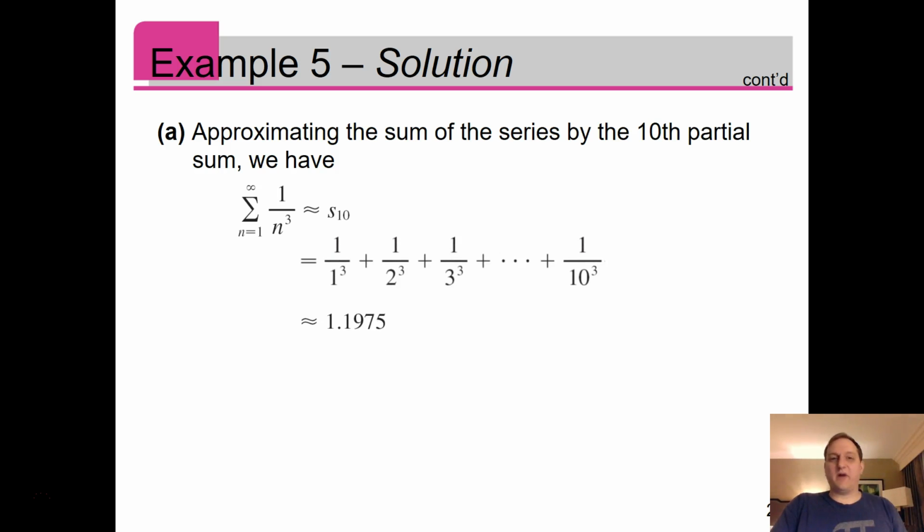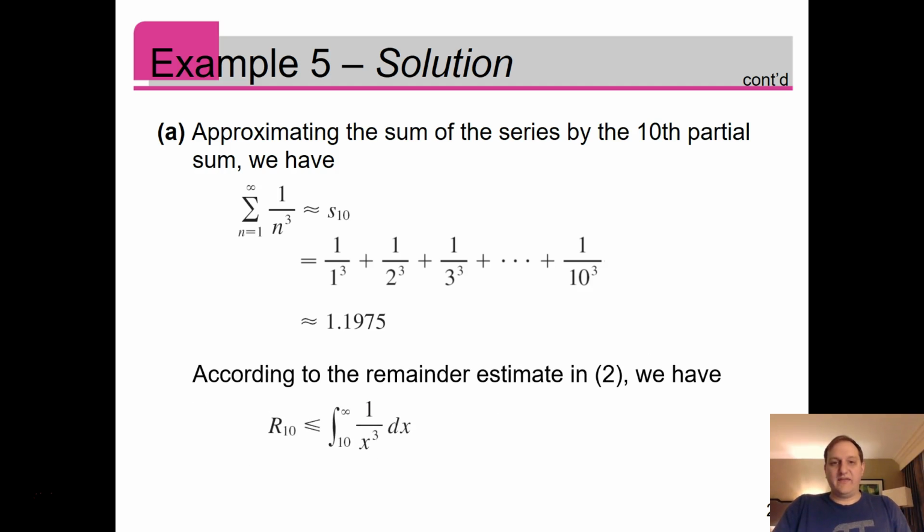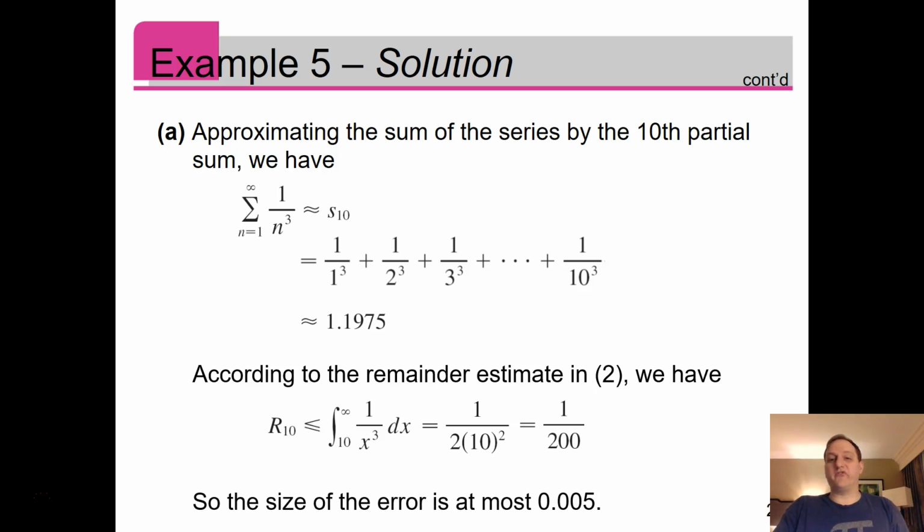All right, so that's the approximation. They just took the first 10 terms, and then according to the remainder estimate, R10 is less than the integral from 10 to infinity, which is 1 over 200. So I know that the sum of the infinite series is about 1.1975 with error less than or equal to 1 over 200. The size of the error is at most 0.005. So this is a 2 decimal place accurate estimate because the size of the error was 0.005.